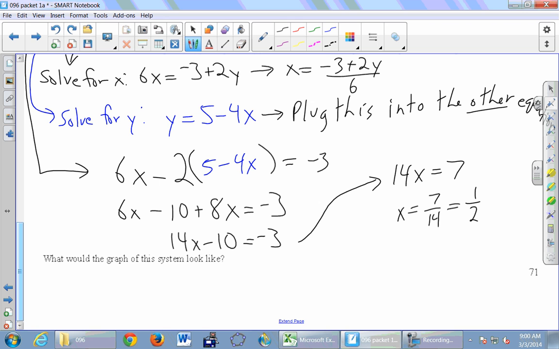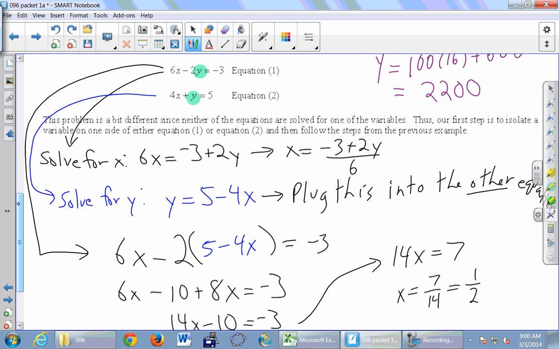Okay, so x equals 1/2. What do we still need to figure out? Is the value of y. Remember, we're looking for a point. It's got an x and a y. Okay, so here's the deal. You can take this x equals 1/2 and plug it into a number of different equations. Basically, any equation that you see in this problem that has both x and y in it, you can plug in.